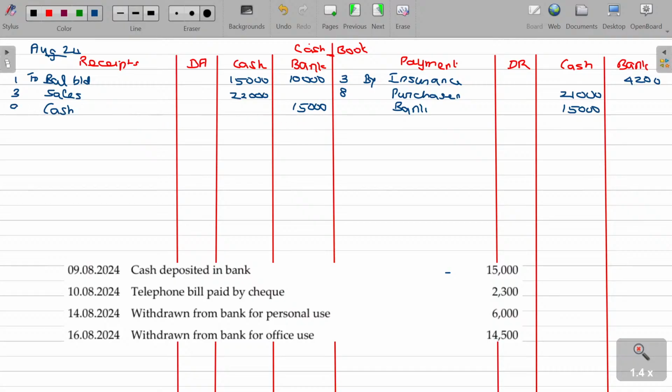The date being 9th August. If you are posting these two, the transaction posted on both sides of the cash book, in one account, then it is called contra. I will explain what is called contra later. You just note it down now. C represents contra. Contra means contradiction, opposite.